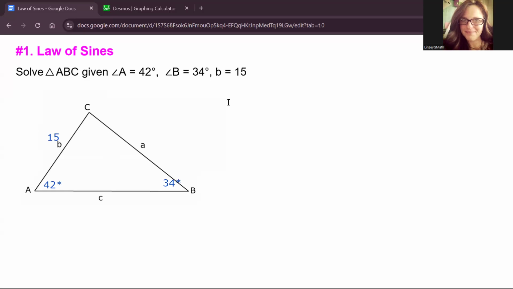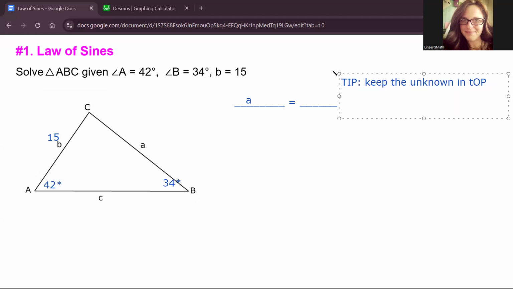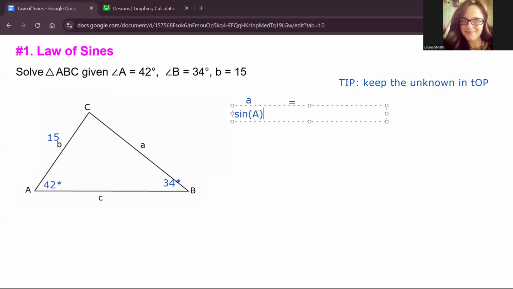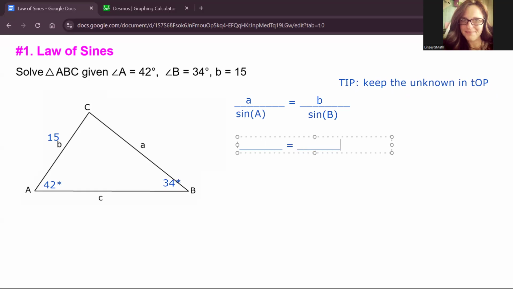And we'll set up our law of sines. We'll set up a proportion, two fractions that are equal. Let's start by solving for side A. And a tip, we'll keep the unknown in the top of your fraction for easier calculations. So side A is what we're solving for, over sine of angle A, and that's equal to side B over sine of angle B. And we'll fill in our formula with the numbers that we know.